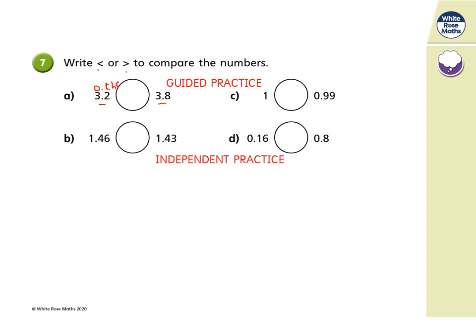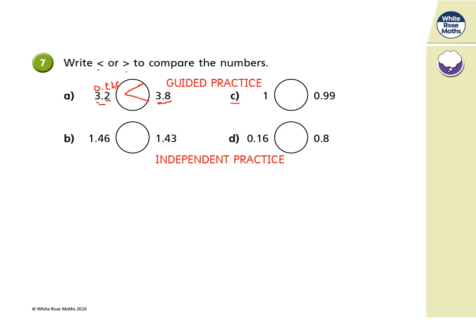3.2, is it smaller or is it larger than 3.8? Now, they both have 3 in the ones column. So I must then look at my tenths column, my second largest place value. I have 2 counters here, but a whopping 8 counters there. And I know that the crocodile loves to eat more because he's greedy. So 3.2 is actually less than 3.8. So the wide part of my symbol will be facing the 3.8.